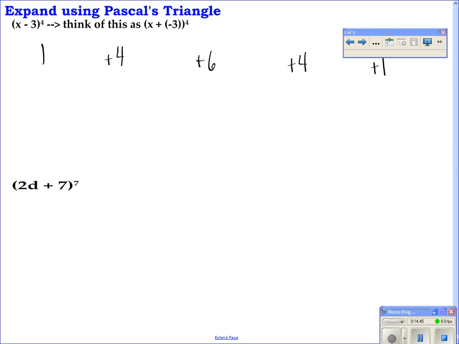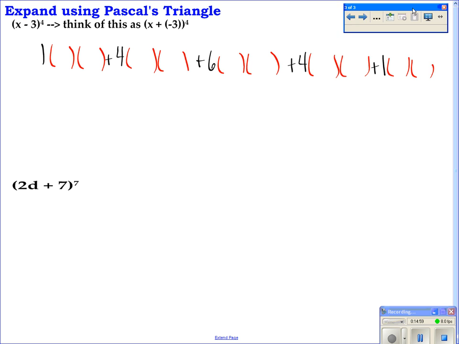All right, and then after that, I always put my parentheses. And in those parentheses, I put the two terms. So we have x and -3.